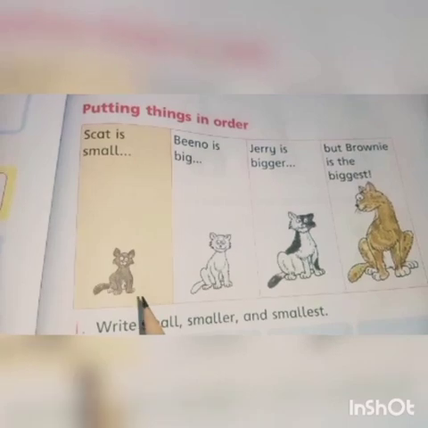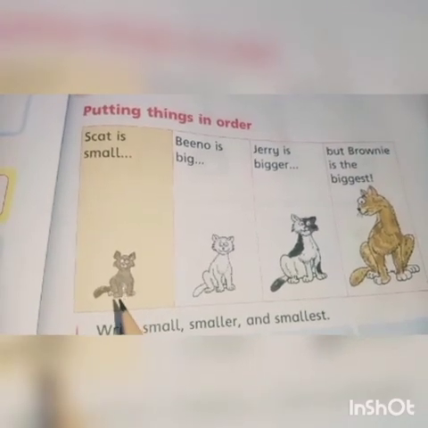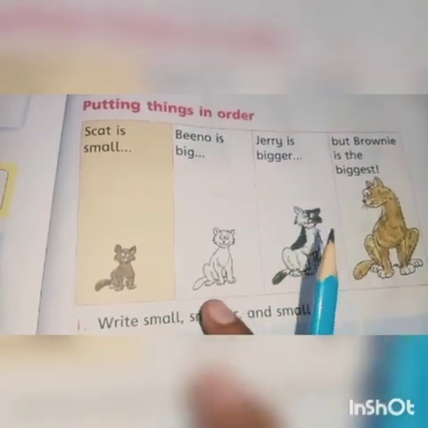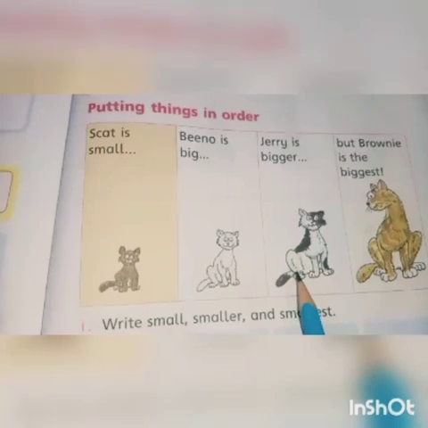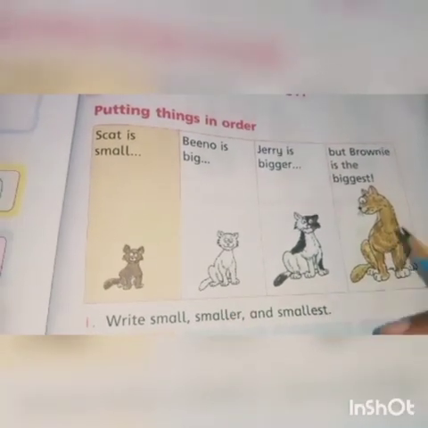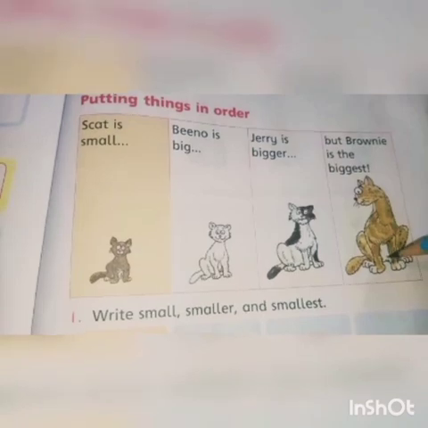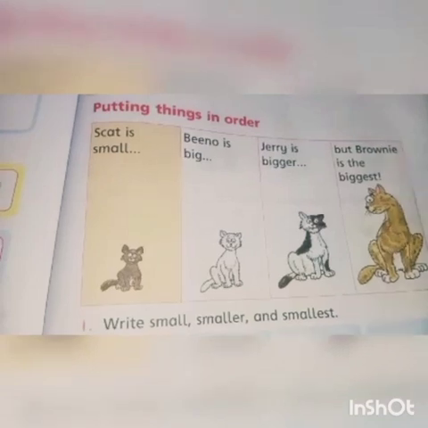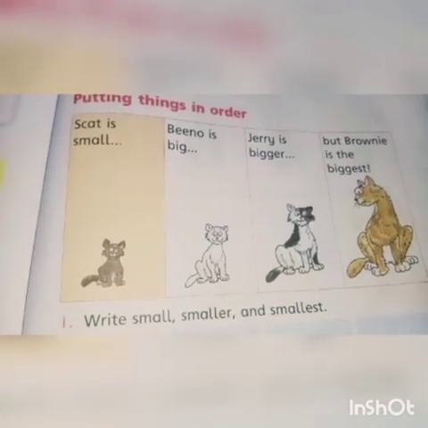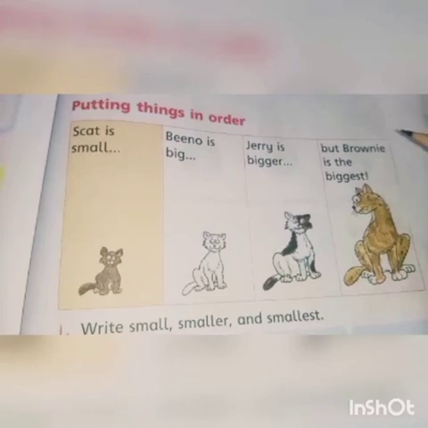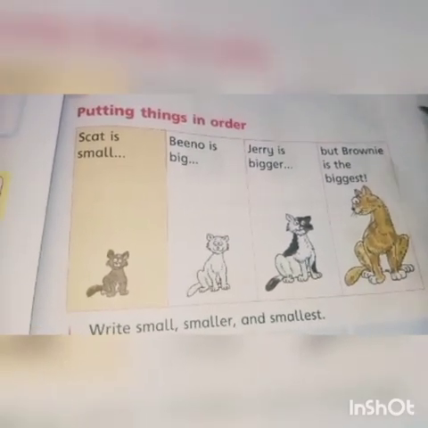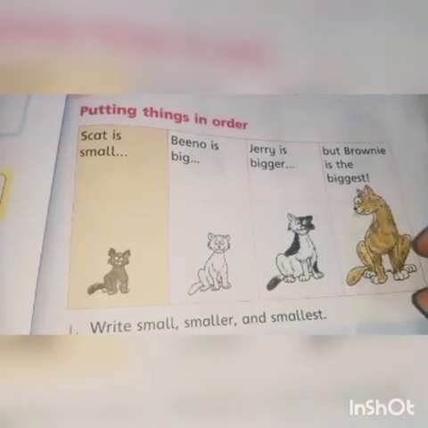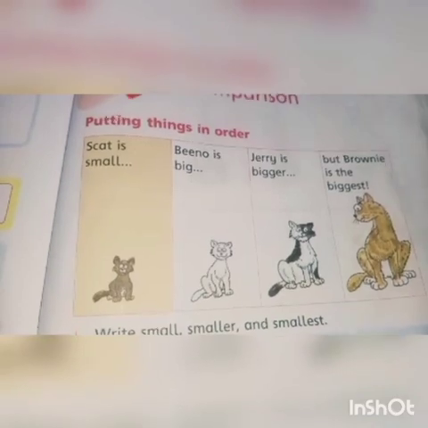This cat is very small in size. This is bigger than this one. This cat is bigger than this one. And this is the biggest cat. We differentiate these 4 cats by their size. When we compare things by size, we look at these things and compare which one looks bigger, which one looks smaller, and which one looks smallest.